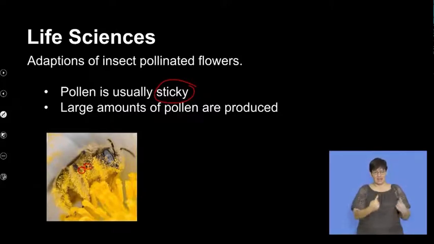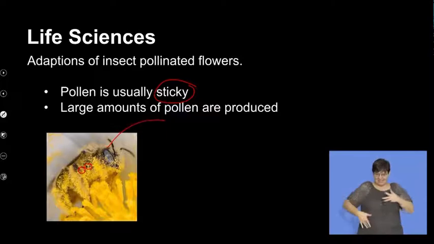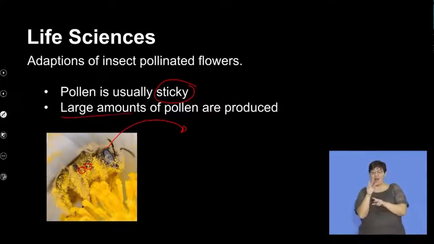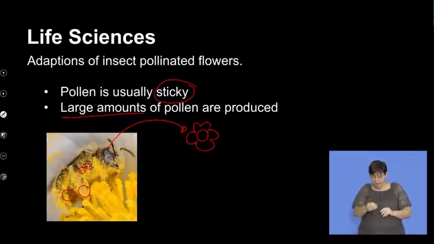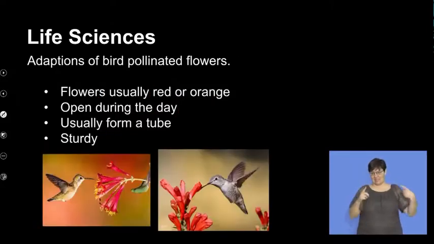Because I want it to stick on the bee, because I want him to fly away, go to another flower, and let it stick on there. And also, we can't have small amounts of pollen. We've got to have lots, because we've got to guarantee that this bee is going to go to a flower, and that pollination, that transfer to the female, is going to occur.